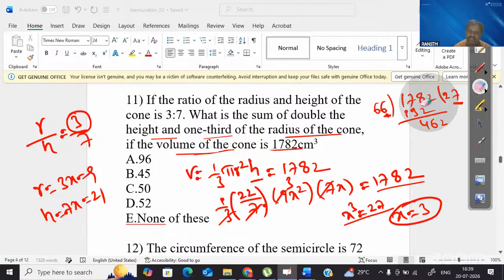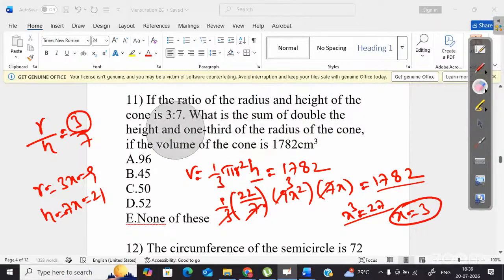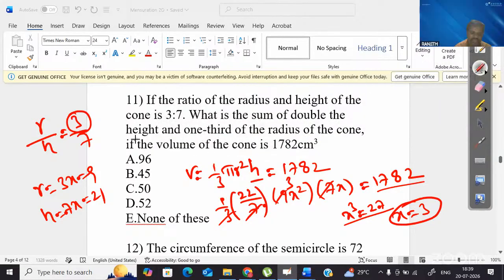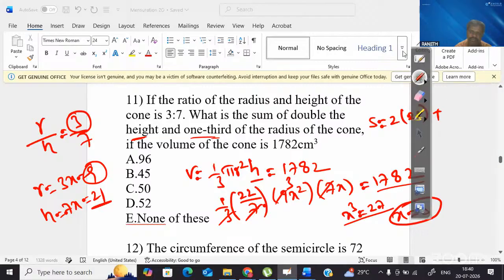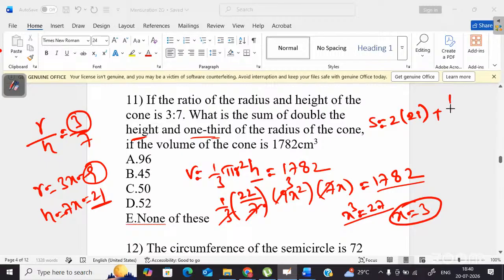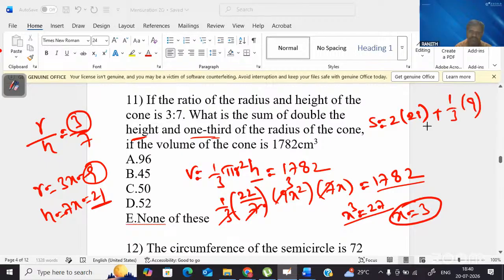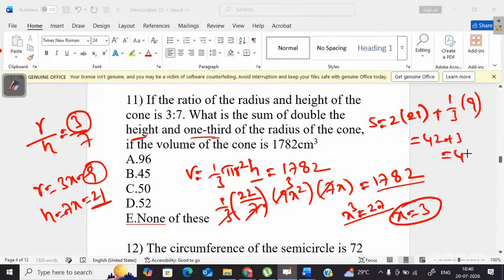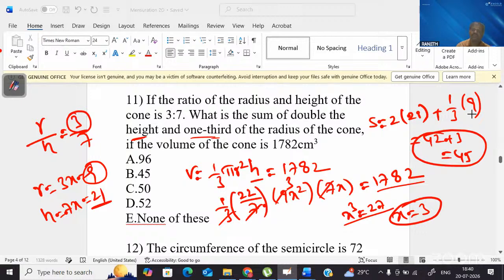And finally what is asking, what's the sum of the double the height? Double the height, where height will be equal to 21. Sum equal to 2 times of 21 plus one third of the radius of the cone. What is the one third of the radius? Sorry, one third of 9 is 3. So 42 plus 3 is equal to 45. So the answer will be equal to 45.